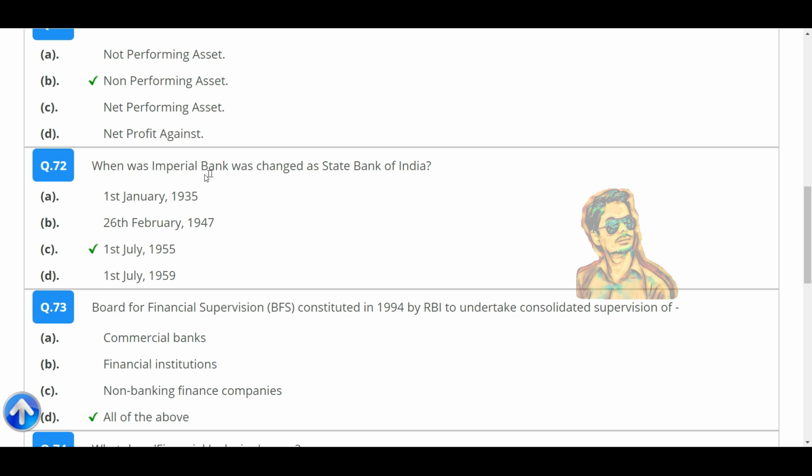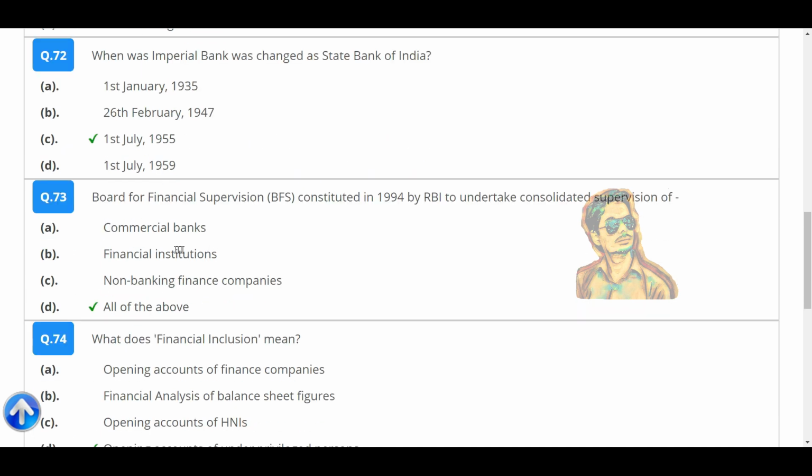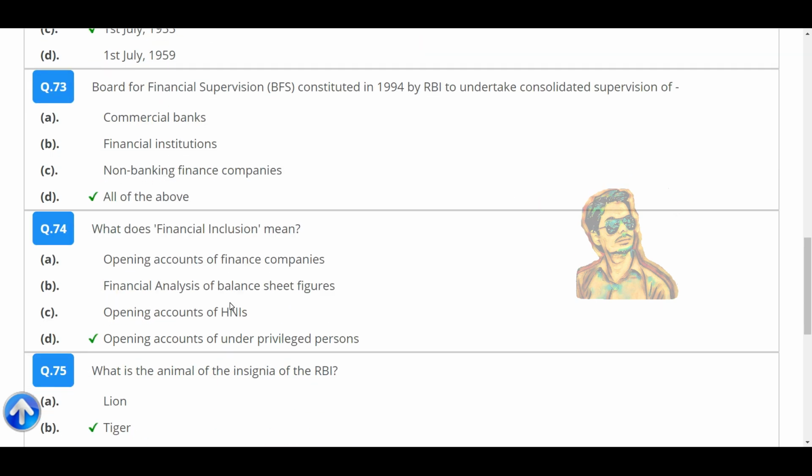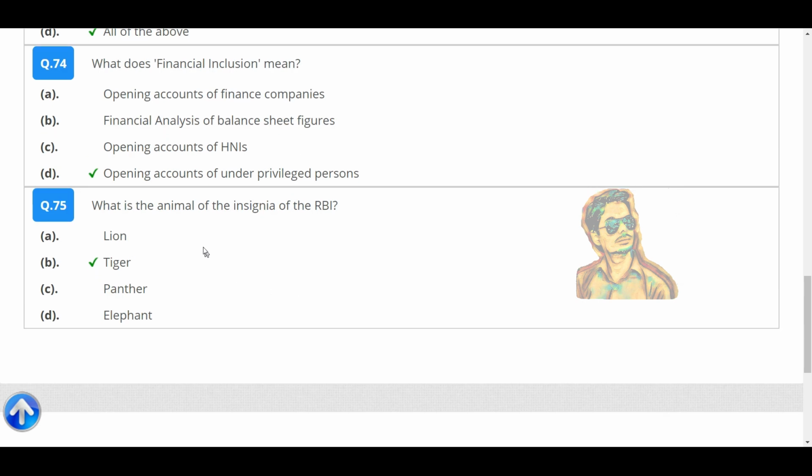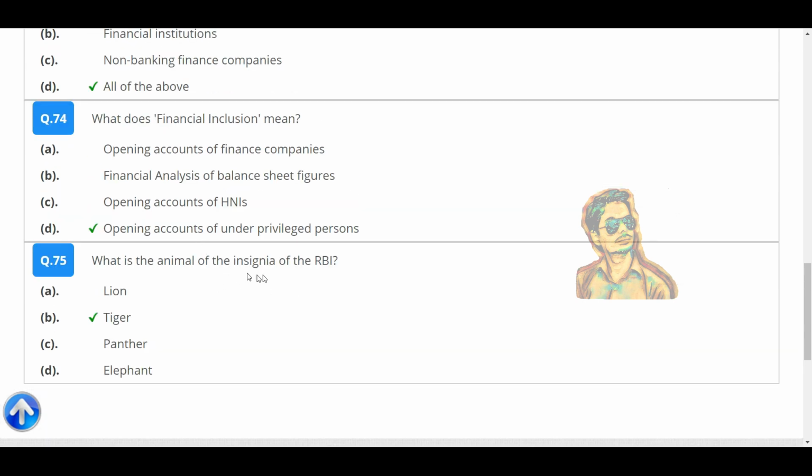When was Imperial Bank changed to State Bank of India? 1st July 1955. Board of Financial Supervision, BFS, constituted in 1994 by RBI to undertake consolidated supervision of all of the above. What does financial inclusion mean? Opening accounts of underprivileged persons. What is the animal on the insignia of the RBI? Tiger.